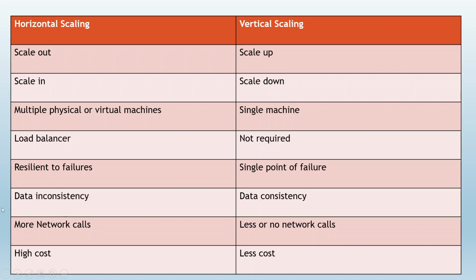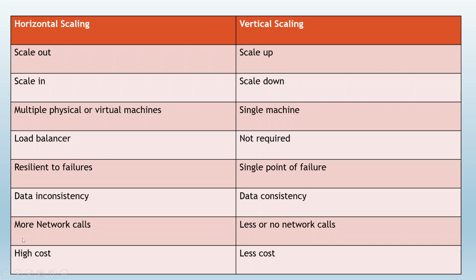Data inconsistency is a concern in horizontal scaling, because we should always ensure the data is consistent across all the servers that are scaled out horizontally. As we are storing the data in multiple servers, there may be chances that data inconsistency happens. So we should ensure the data inconsistency is not there in horizontal scaling. As we are having only one server or one storage device, data consistency will be there in vertical scaling.